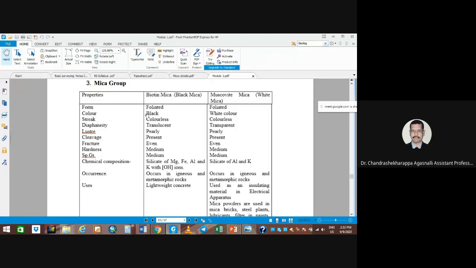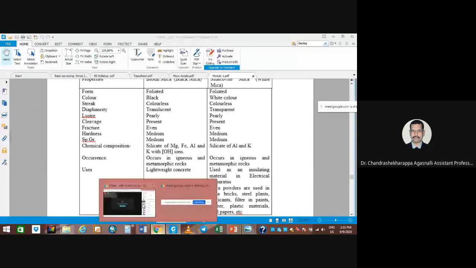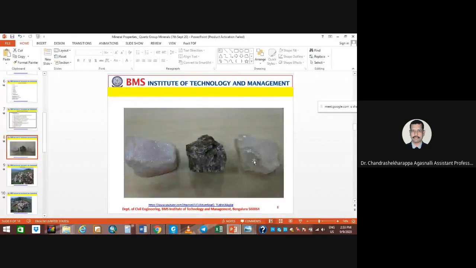Then you put the color. It's a black color, white color, or it may be the blue color, whatever. Then streak, that should generally be colorless, especially for the quartz group of minerals. Okay, and diaphaneity, some are translucent, some are transparent. Say for example, I showed you here, what is this? This is translucent, this is transparent. Okay, Milky Quartz is transparent, and Smoky, this is opaque, and this is translucent, partially transparent, and this is 100%, right? So next property, how you are going to write for these particular minerals.